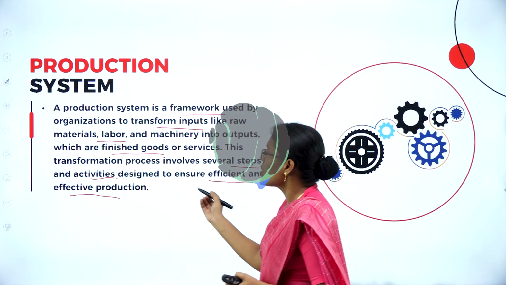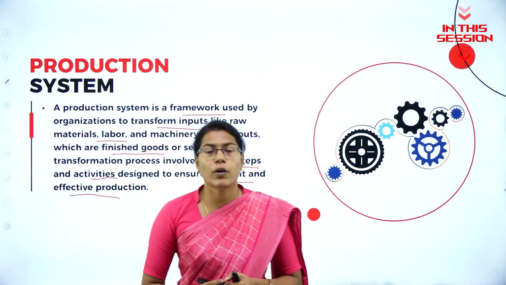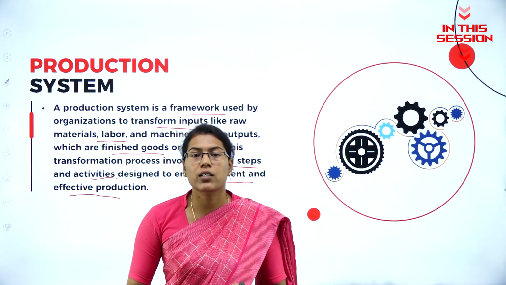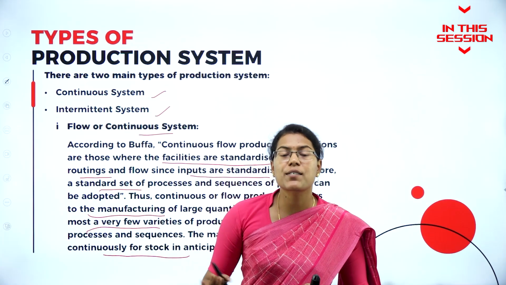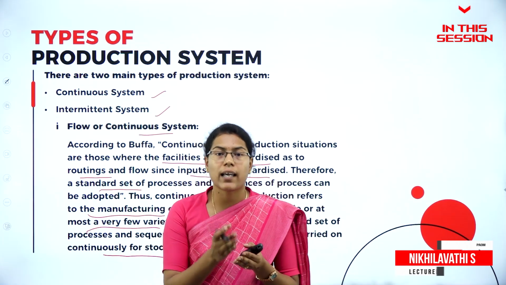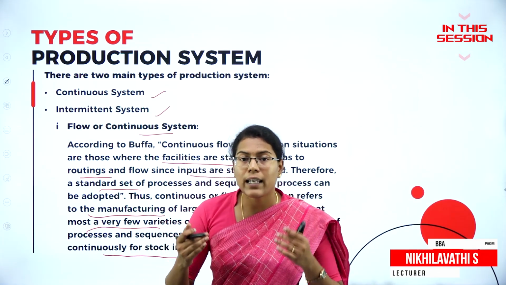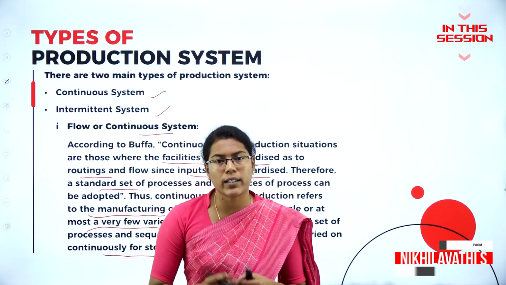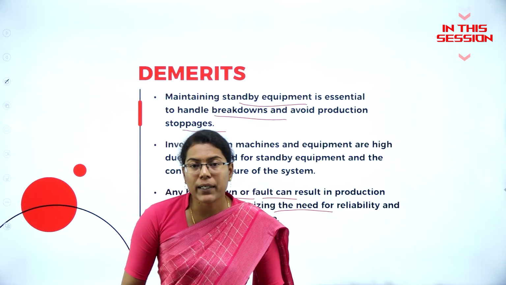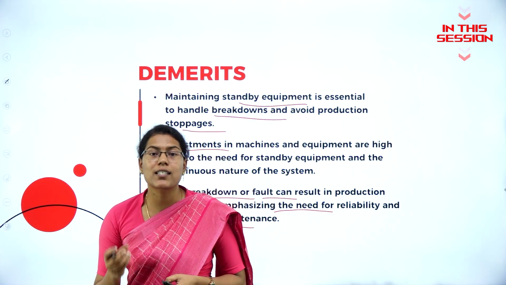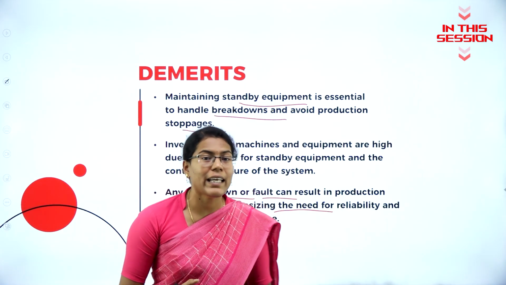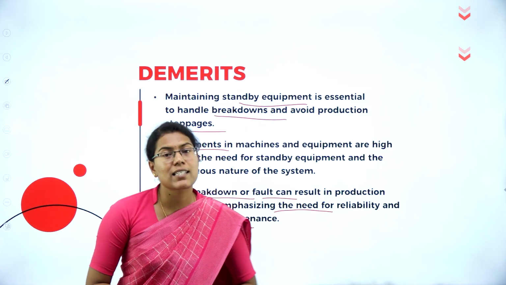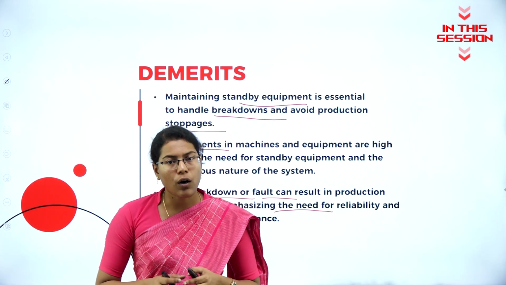To ensure the efficiency and effectiveness of production can be called as production system. There is a mass production that is done and it is carried out continuously in anticipation of the demand for that particular product in the market. The companies having continuous production system need to maintain the immediate maintenance system and reliability in their organization.